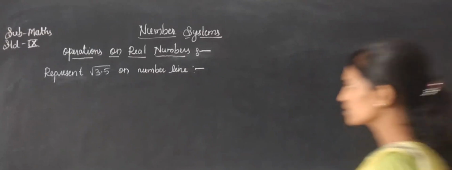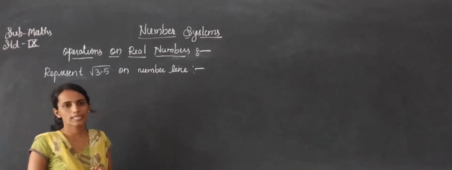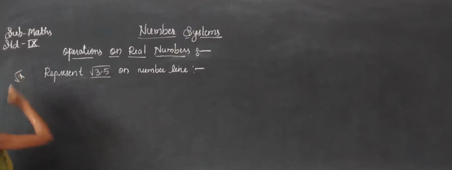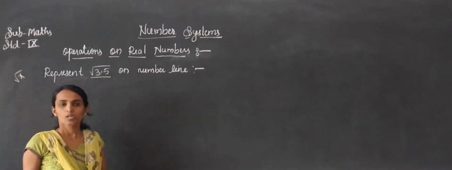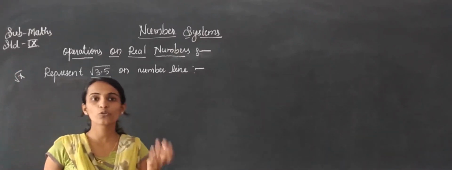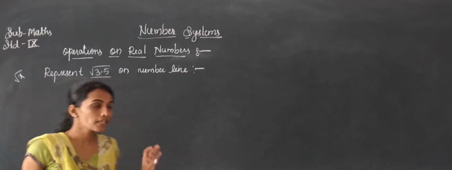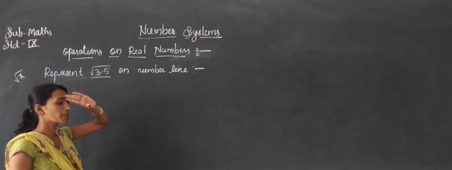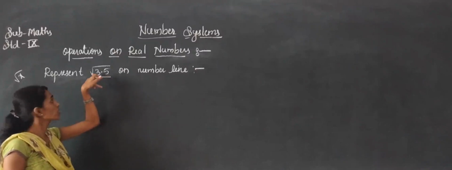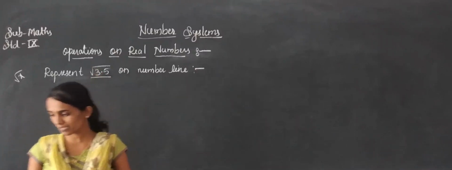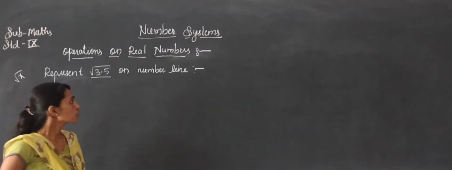So now the representation of root x. Here I take an example of how to represent root x on the number line, so that we have to see. We already studied how to represent root 2, root 3, root 4, root 5 on the number line. But here, how do we represent decimal numbers on the number line? So in the square root 3.5, the 3.5 is the decimal number. How to represent this type of number on the number line?